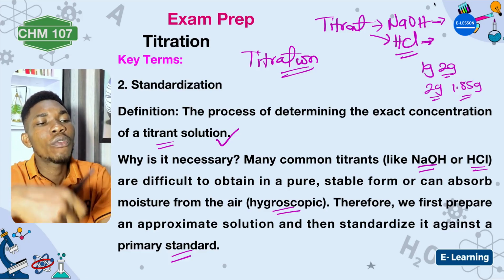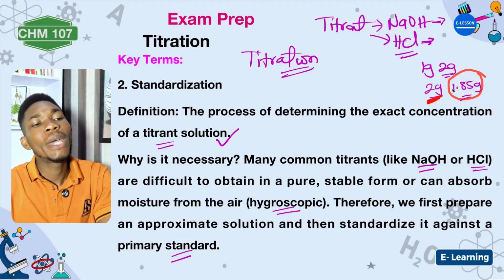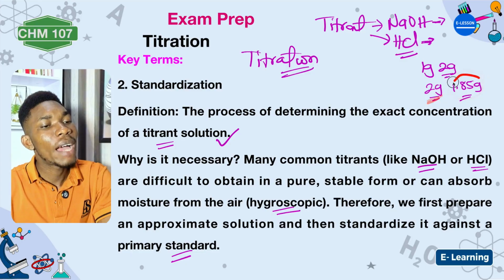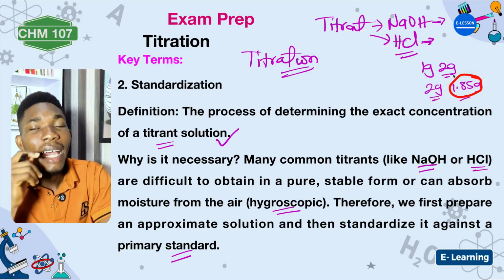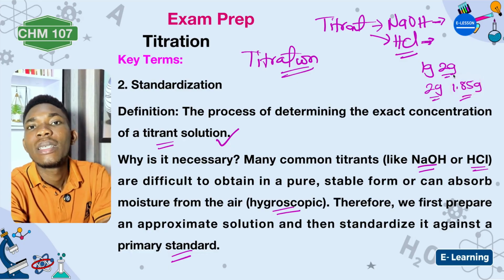So the process of trying to determine that what we have here is 1.85 gram and not 2 gram, so that when we are working, we know that we are working with 1.85 gram, is called standardization. Is that okay now? It's called what?